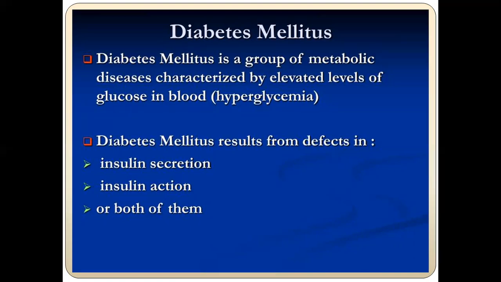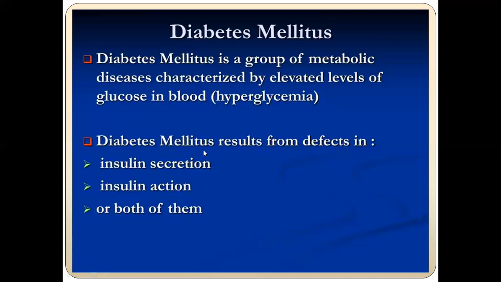So what is diabetes mellitus? It is a group of metabolic diseases characterized by elevated level of glucose in blood. Elevated level means a higher level of glucose in the blood, and this is by the more secretion of the glucagon. And it is also called hyperglycemia, not hypo, sorry, hyper. Hyper means more. Hyperglycemia. Okay, in sugar patients.